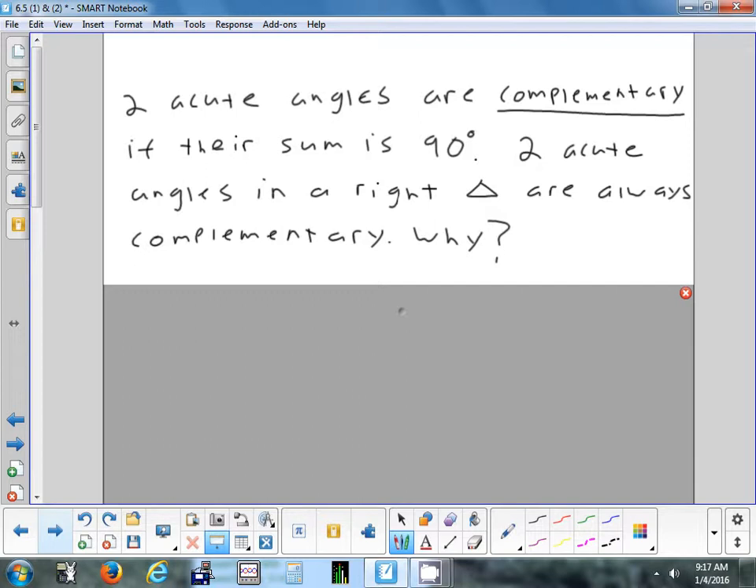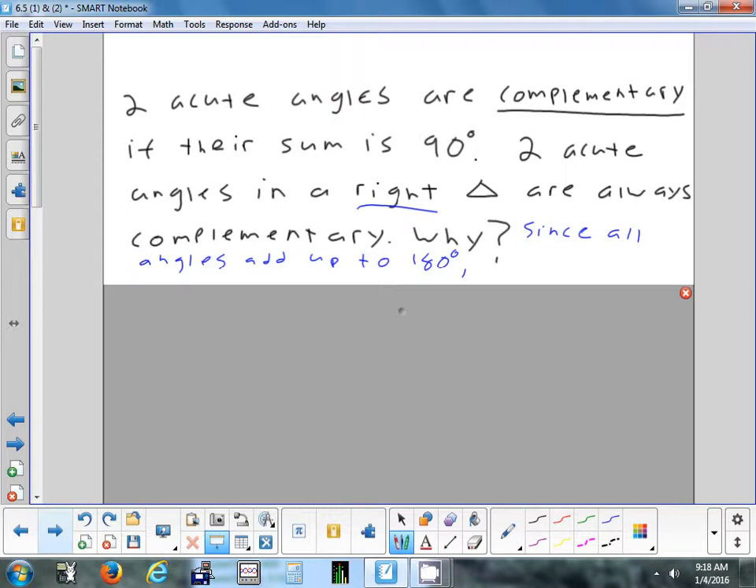Add up to 180. All right, so let me write that down. Since all angles add up to 180, okay, yeah, keep going. Doesn't the complementary make 180? Where's the 90 coming from? Half of 180. The right angle.